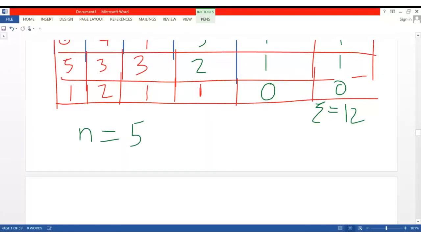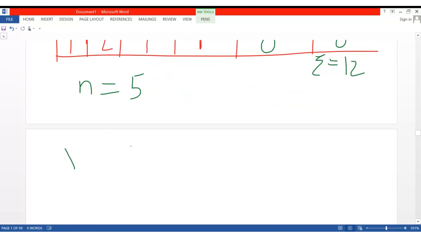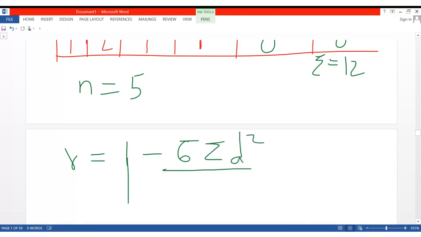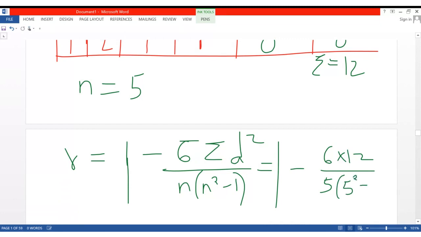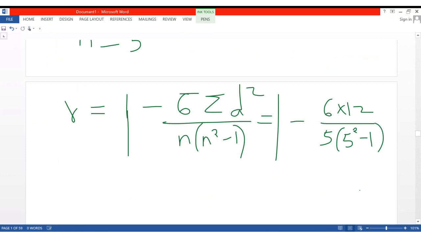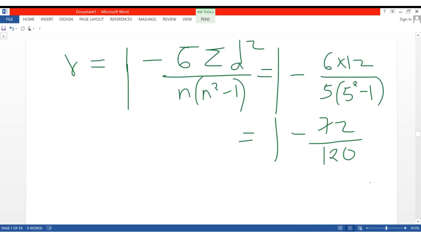So I'll go back now to the formula. So r will be given by 1 minus 6 summation of d squared, all over n squared minus 1. So I'll input everything. I'll have 1 minus 6 times 12 all over 5 times 5 squared minus 1. Now, if I do this, I get 1 minus 72 over 25 minus 1, 24 times 5, which is 120. So 1 minus 72 over 120. I'm getting the answer as 0.4. Remember, it is 1 minus the whole of that. So this is the same as 1 minus 0.6, which is 0.4.